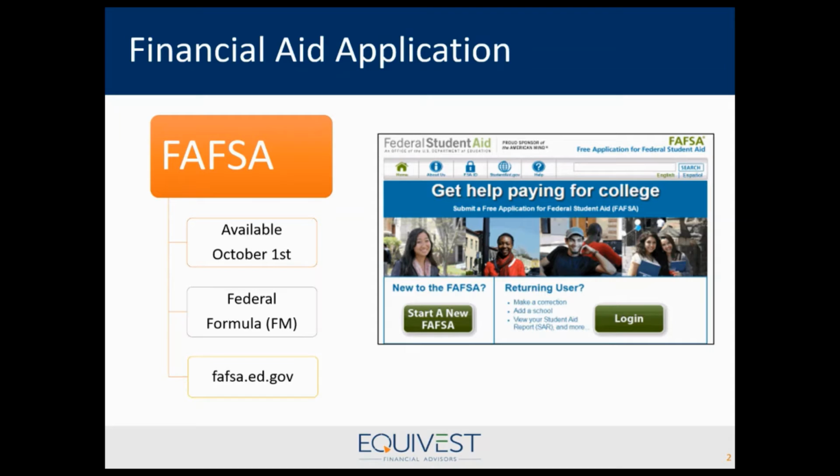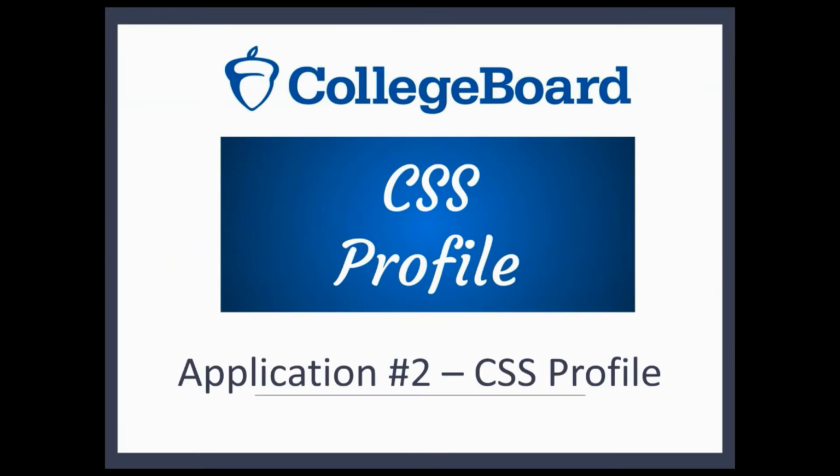The FAFSA uses what's called the federal formula for calculating a family's EFC, which directly impacts how much need that family is going to have on a school-by-school basis. As I mentioned before, you'll need to complete this application each year your student is in school, and it can be found at thefafsa.ed.gov. Application number 2 is called the CSS Profile, and it's offered by a private organization called the College Board.